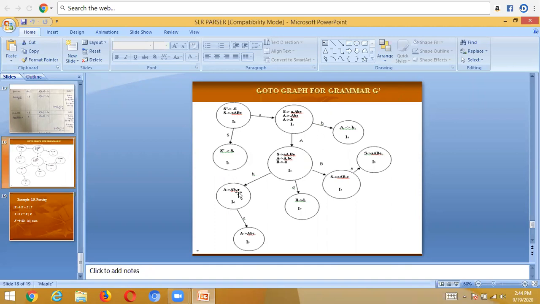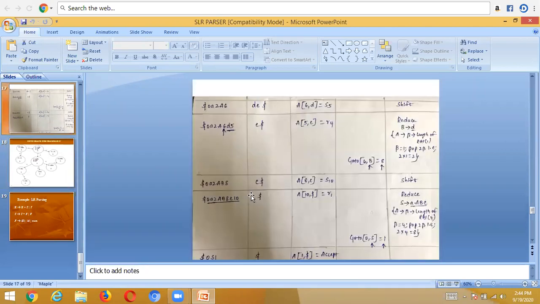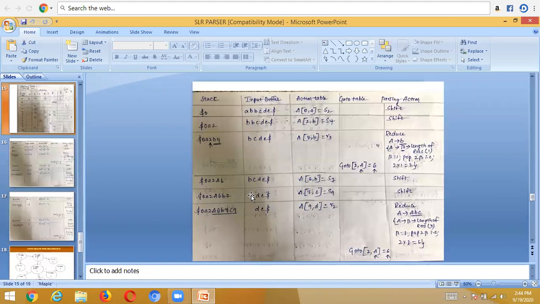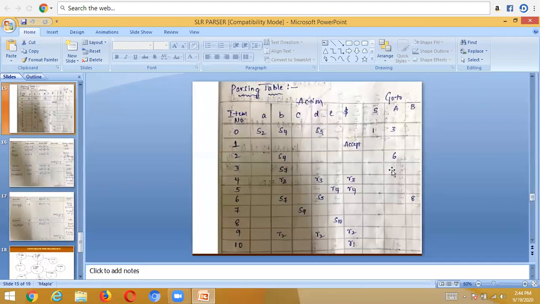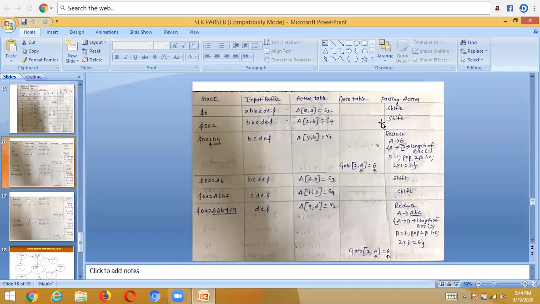Why the grammar G? Because initially my item I0 consists of the augmented grammar S' goes to S, right? That's why we are considering the grammar G', and for that grammar G' we are constructing the graph structure like this. And at the construction of the parsing table, here we are only considering the grammar G, not the grammar G'. Why? Because in the goto function, we are not taking S' as a variable. S' is a non-terminal, right? Is it clear now?